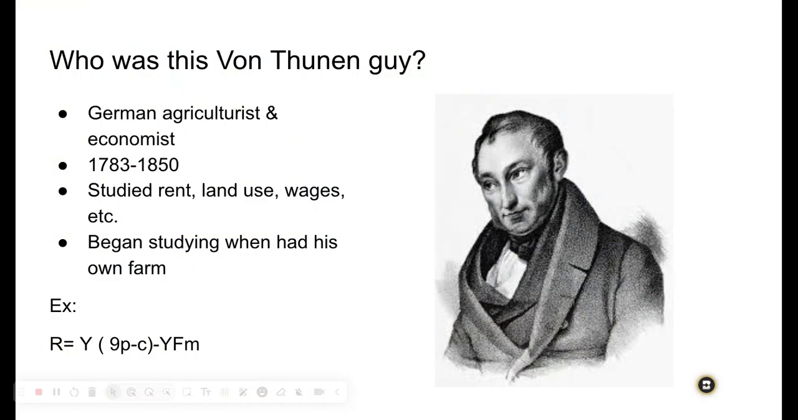All right. So, who was this von Thunen guy? There's a little sketch of him there. He was a German agriculturalist and economist. Think of, sort of during the Industrial Revolution times, earlier in that, think what was going on in the US at this time, right? Like the time between the revolution and the Civil War, so to speak.